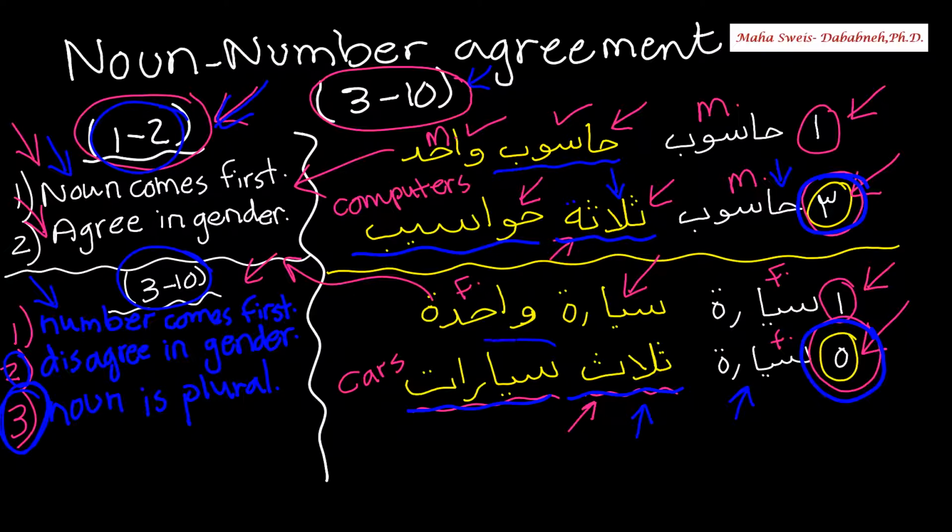The noun is plural: siyarat, hawasib. It is the only time in the Arabic language, in noun number agreement, that the noun is plural: 3 to 10. If I want to count, for example, 11 and up, like in English you say 11 computers, in Arabic we say 11 computer. The noun goes back to singular. So the only time the noun is plural with noun number agreement is 3 to 10. So you never forget that.